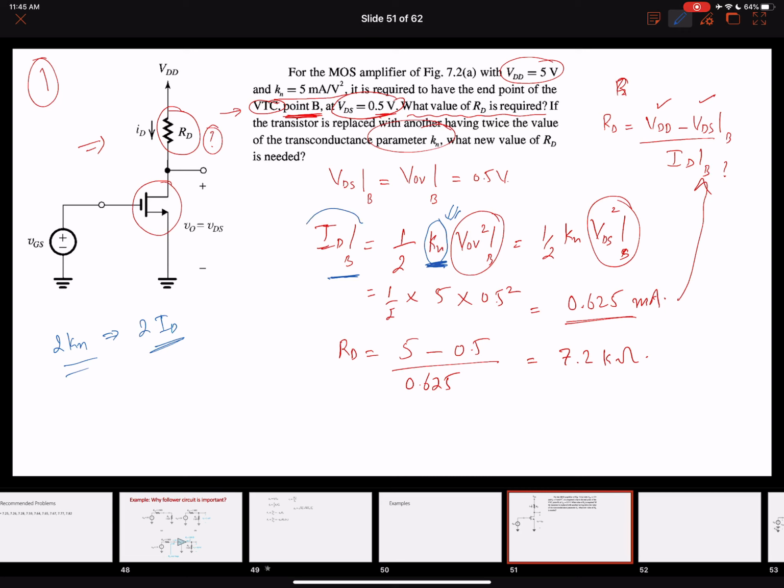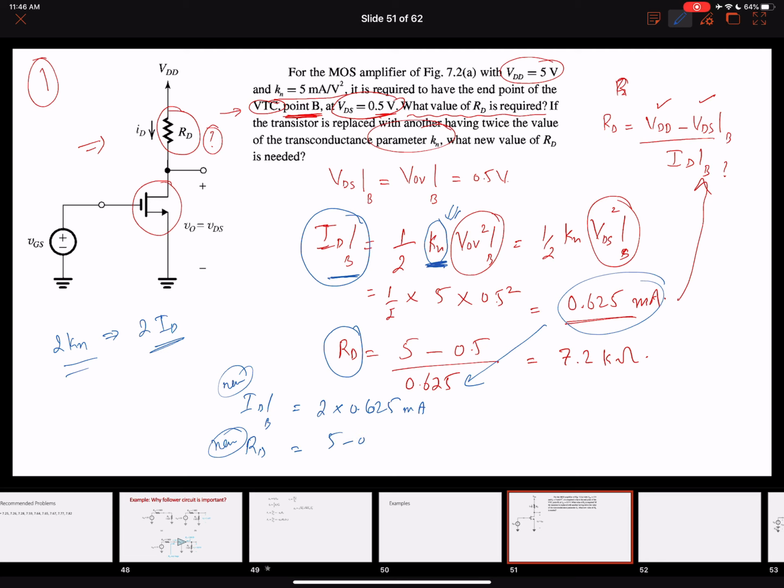So if our drain current will double, the resistance value that is required will reduce to half. So the new value of ID at point B will be 2 times 0.625 milliamperes. The new value of RD for a new transistor will be (5 minus 0.5) over 2 times 0.625. So essentially your resistance will now halve.